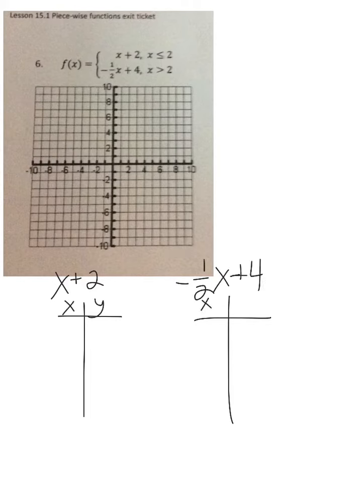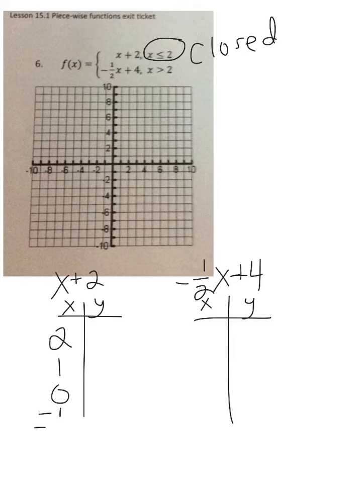For the first table, my domain is x less than or equal to 2. So I start at 2. Less than or equal is a closed circle. Okay, then I have the less than 2 would be 1, 0, -1, -2, and so on.